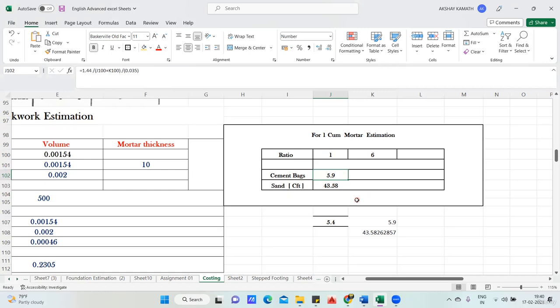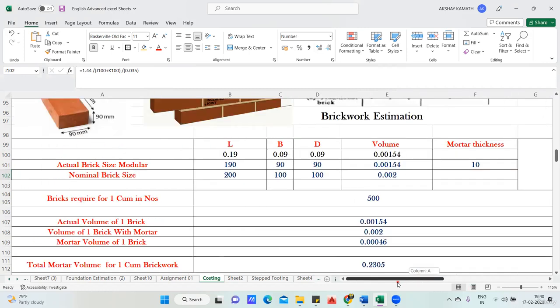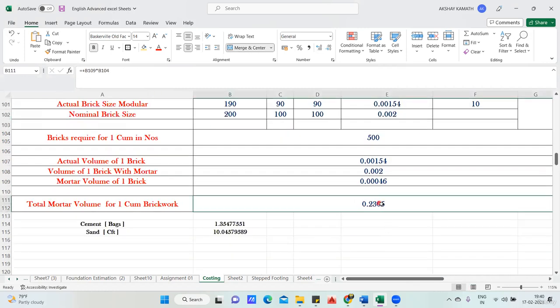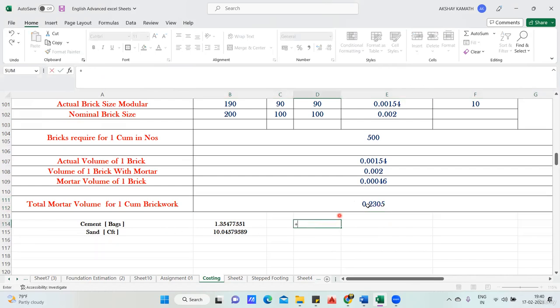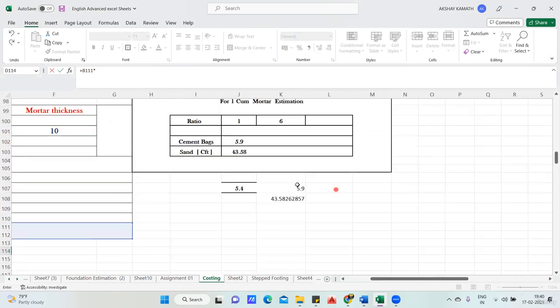Got it, no? Fine. Now, what is the use of this? It's very simple. Here, what is the quantity of mortar I got? 0.2305. Okay, so for 0.2305, how much amount of cement and sand is required? Very simple. I'll do it here. So this is my mortar quantity. Multiply by what I'll do? This one, cement bag.